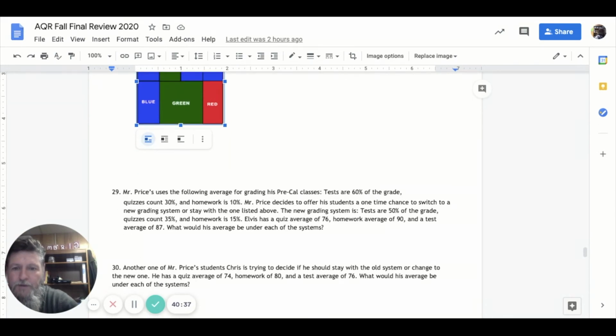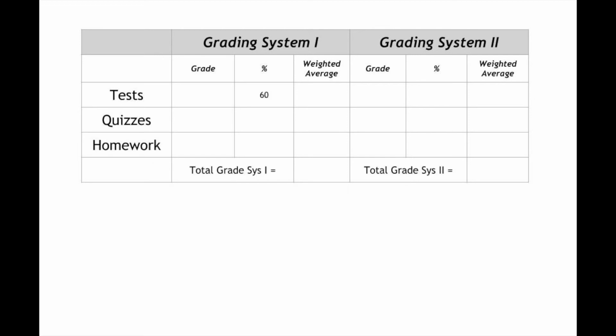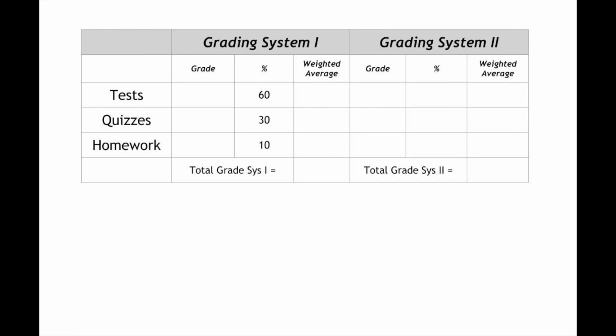All right. Mr. Price uses the following average for his pre-cal classes. Tests are 60%. Quizzes are 30%. Homework is 10%. Mr. Price decides to offer students a one-time chance to switch to a new grading system or stay with the one listed above. New grading system, tests are only 50%. Quizzes are now 35%, and homework is 15%.